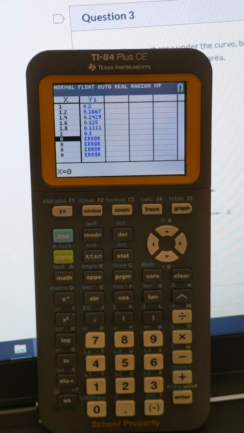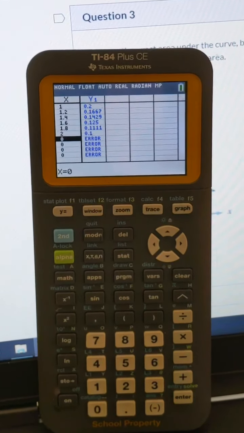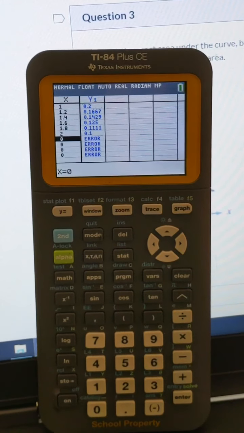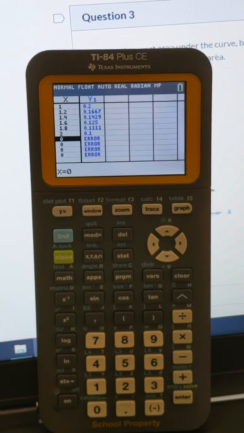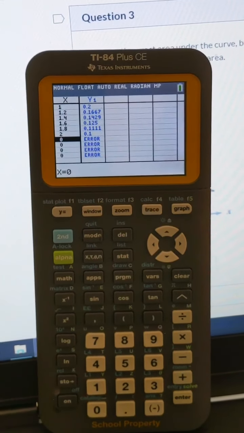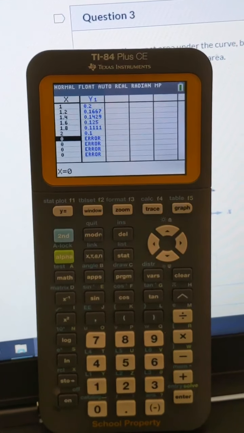So left bound, it would be 0.2, 0.1667, 0.1429, 0.125, and then 0.1111. The right edge would be going backwards, so 0.1, 0.1111, 0.125, 0.1429, and 0.1667. So I got my two lists here.